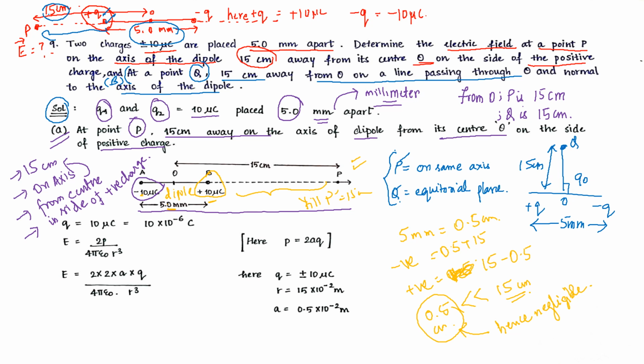Okay. So now we will deal with the question. Our Q is 10 into 10 to the power minus 6 coulomb. 1 micro implies 10 to the power minus 6. So that's how we have converted our microcoulomb to 10 to the power minus 6 coulomb, and electric field is given by 2p divided by 4 pi epsilon naught into r square.